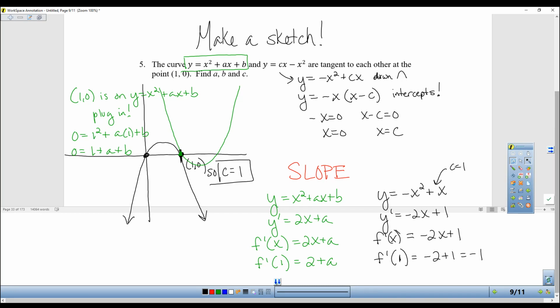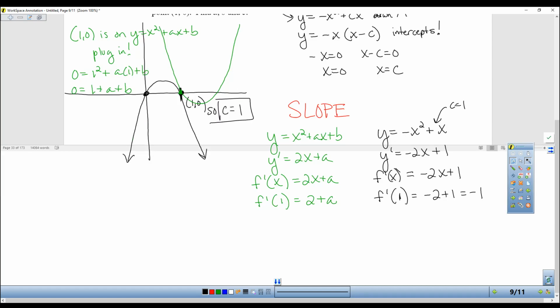So now I can put these two pieces together, and 2a, because at that moment they both have the same slope. They're tangent to each other. So they share a common angle right there. So at 1, the slope of the green parabola is 2 plus a, and at 1, the slope of the black parabola is negative 1. So now I know that a must be negative 3 by subtracting 2 on both sides. I got my second answer.